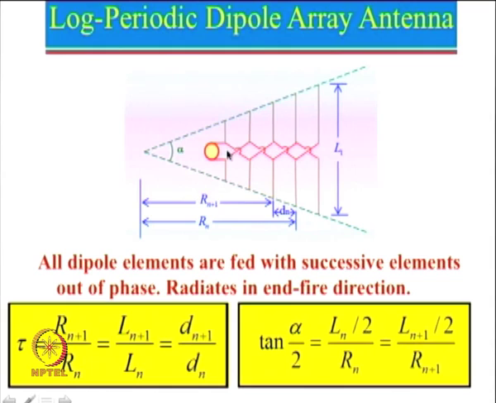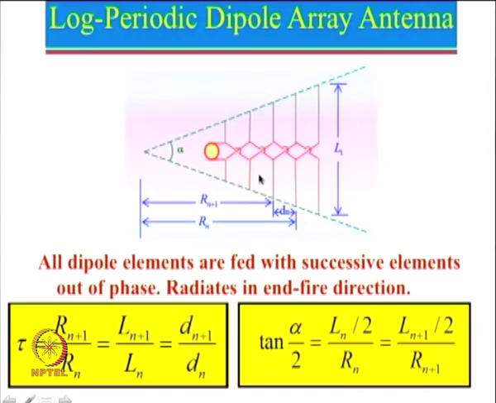But now what we can see here is that this feed is connected over here, and this one is connected over there. So you can call it a cross connection, but the purpose of the cross connection is to provide a 180 degree phase shift between this and this. And then from here to here, you can again see there is a phase shift of 180 degree, then again a phase shift of 180 degree.